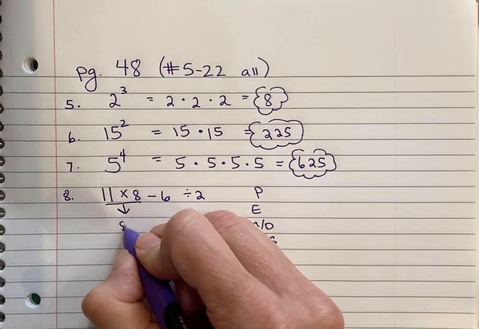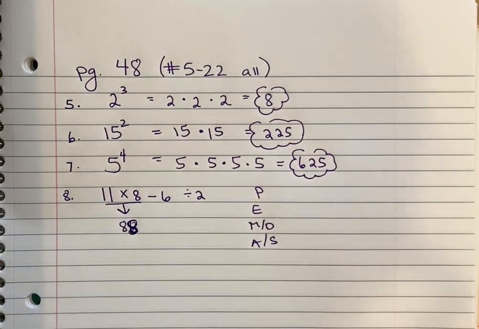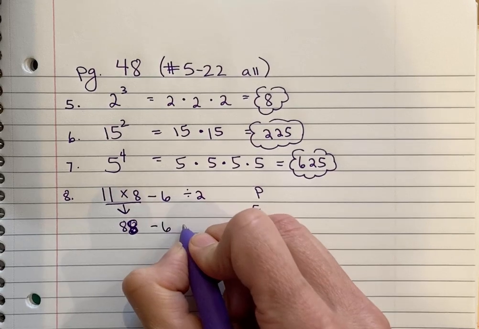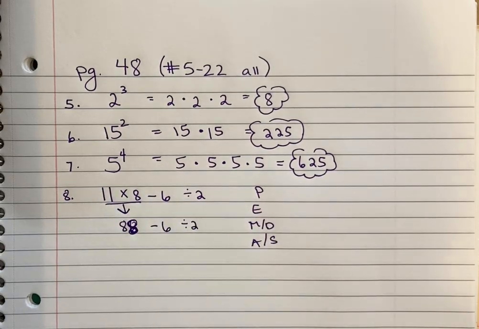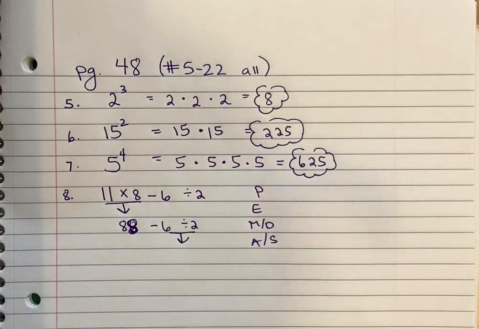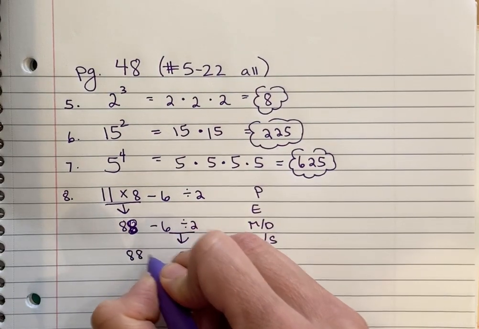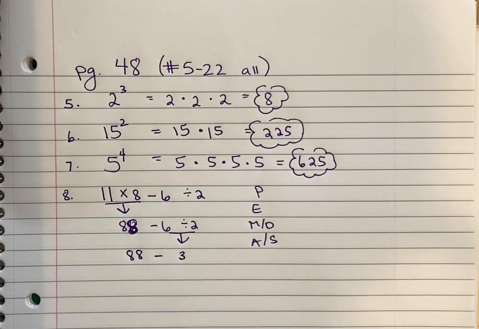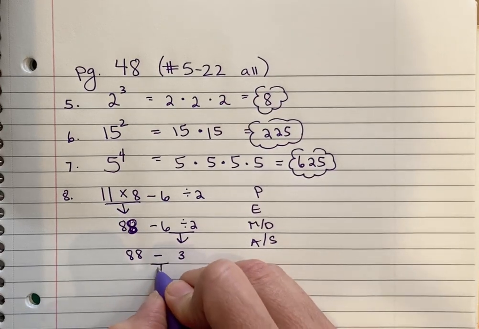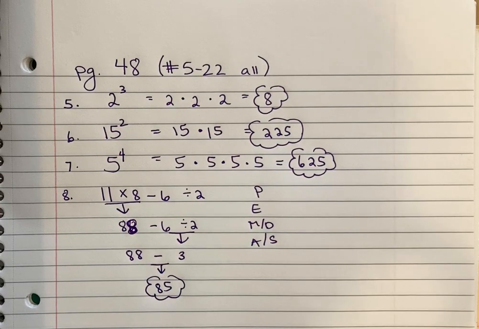11 times 8 is 88. Whoops, and I wrote 86. Whoopsies. See, we all make whoopsies. 88 minus 6 divided by 2. We still have multiplication and division, so that needs to be solved next. So then we would have 6 divided by 2 is 3. Then we would do our subtraction, 88 minus 3, and that's how we arrive at 85. Okay?